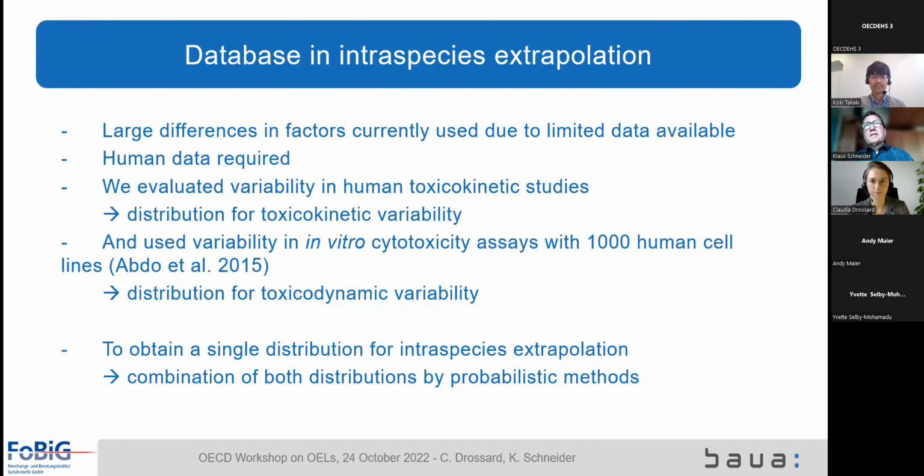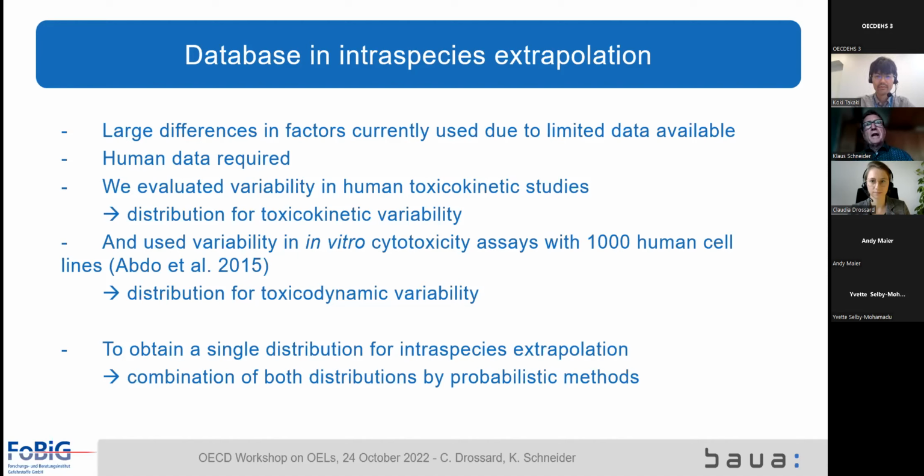Let's go to intraspecies extrapolation. We observed in the first part of the project that there are large differences in the factors used. And this is actually due to the fact that there is very limited data on inter-individual human variability. And therefore, we searched for toxicokinetic and pharmacokinetic studies to learn more about the variability observed in these studies. And exploiting this information, we derived a distribution describing that.